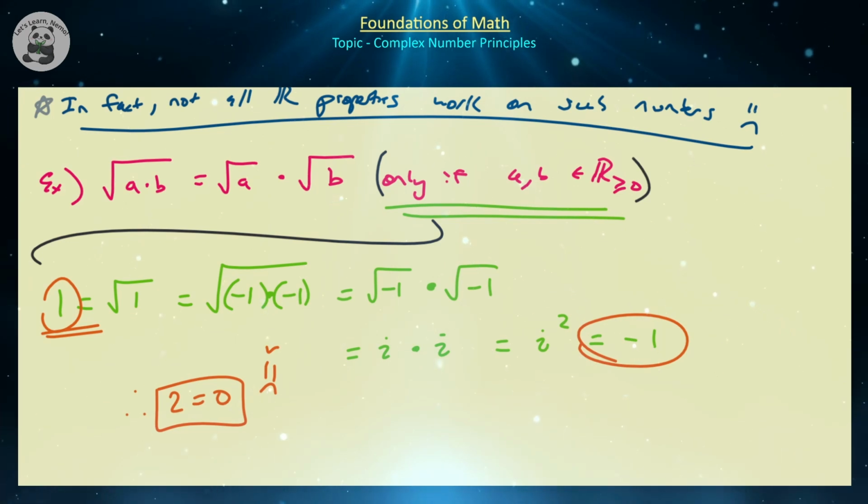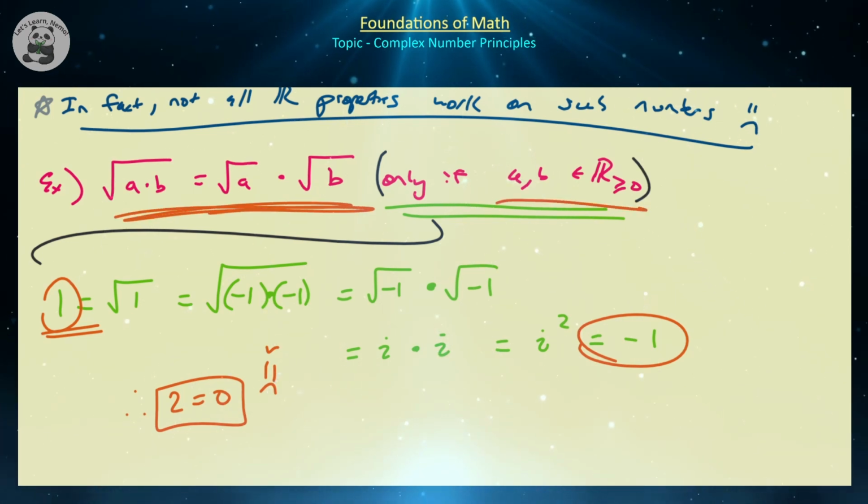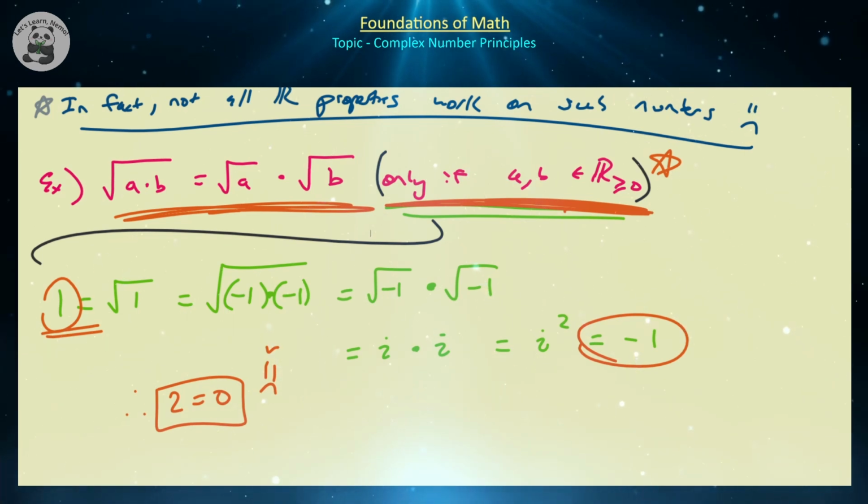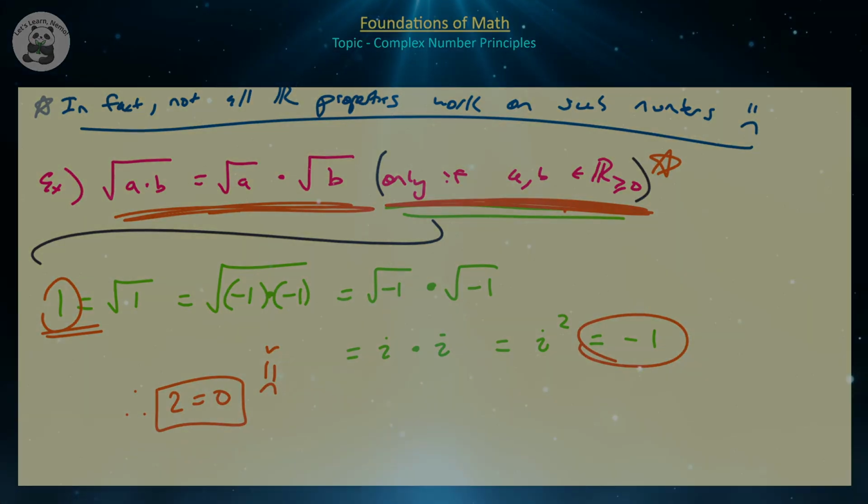So if you try to use this property on things that are not real non-negative numbers, then you're generally going to get contradictions that are not true. So be sure to remember that this distribution of even indexed radicals only applies to radicands that are real non-negative numbers. That is one thing you have to keep in mind when trying to extend these properties to larger sets.